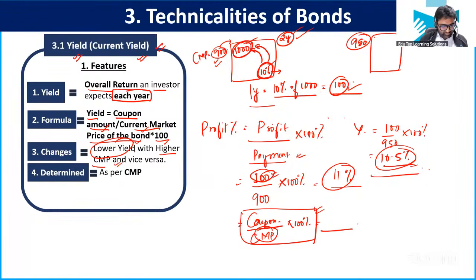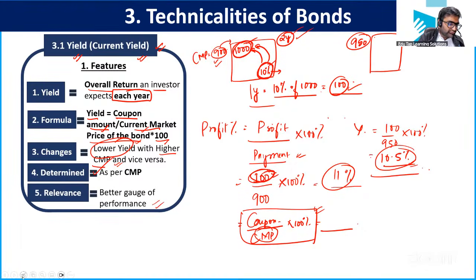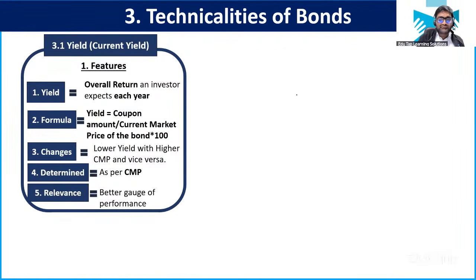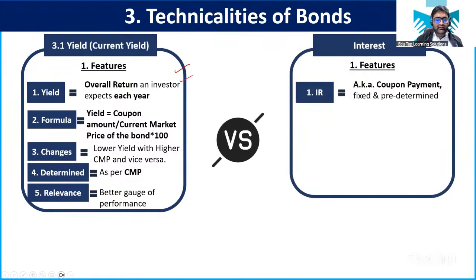So if we ask what determines this current yield, the only thing that can vary it, in the formula, we have this coupon payment which is fixed. Coupon payment might be variable, we could think, but considering most bonds, it is fixed. The only thing on which this current yield depends is the current market price. So it is determined as per the current market price, right? And this is a better gauge of the performance of the particular bond. How does the bond perform, how much return it will give, we can understand with the help of the current yield.